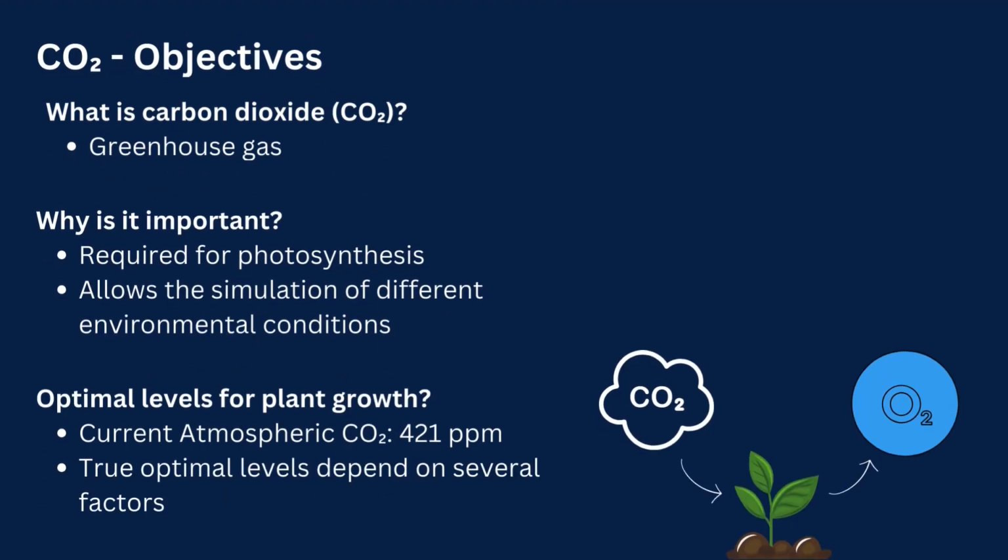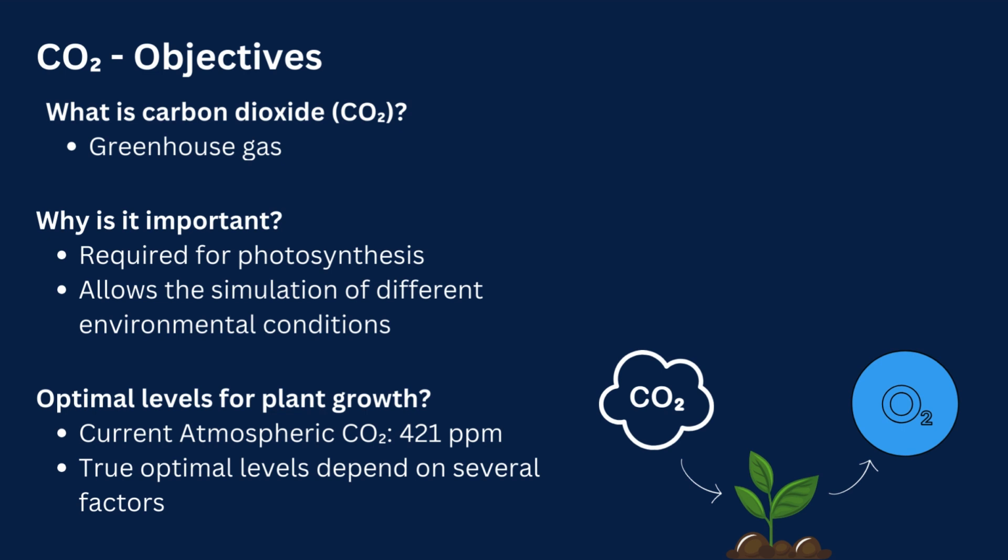Carbon dioxide is a natural greenhouse gas produced through many processes, such as respiration and combustion. CO2 is important for plant growth because it is an essential component of photosynthesis. Monitoring the CO2 levels allows for the accurate simulation of different environmental conditions that can affect plant growth. Current atmospheric CO2 levels are around 421 ppm.